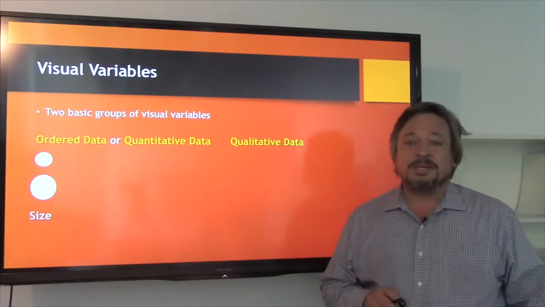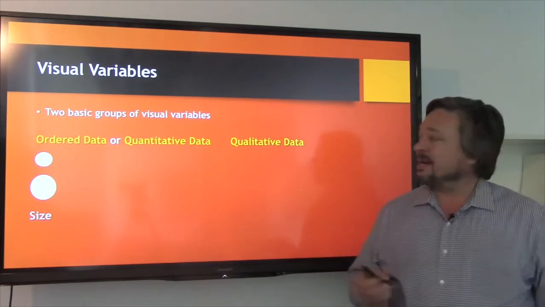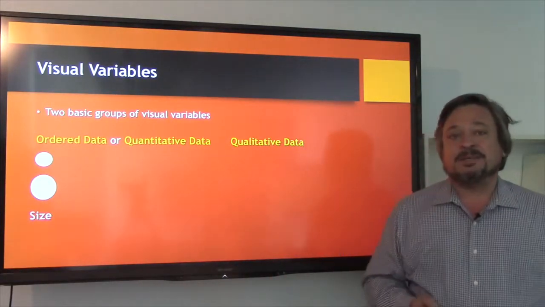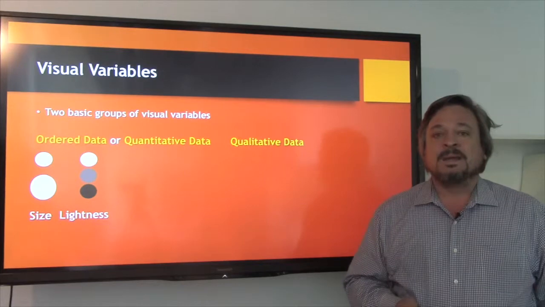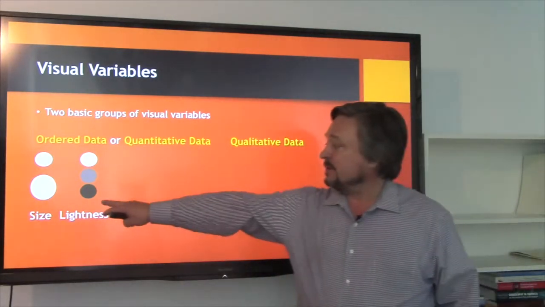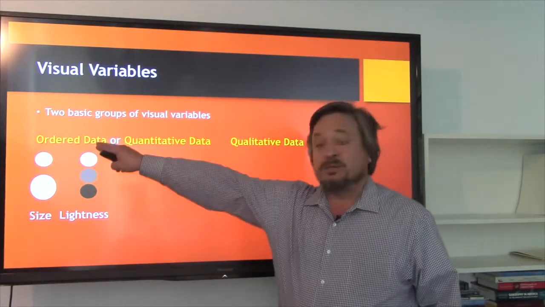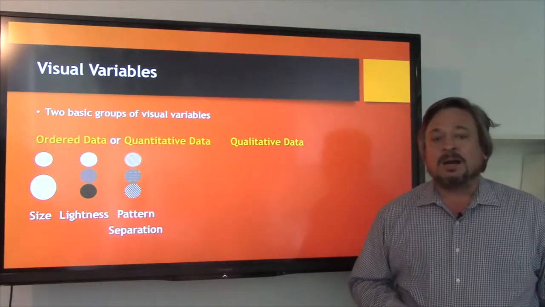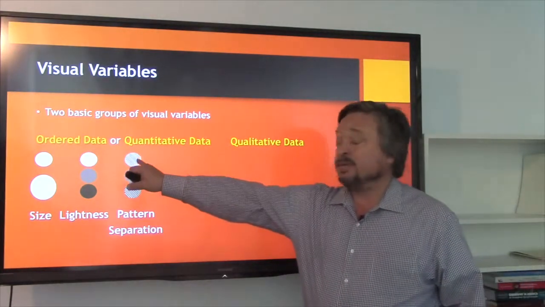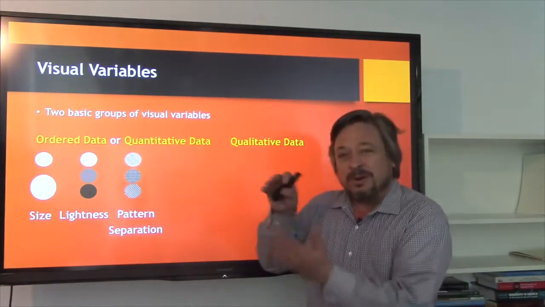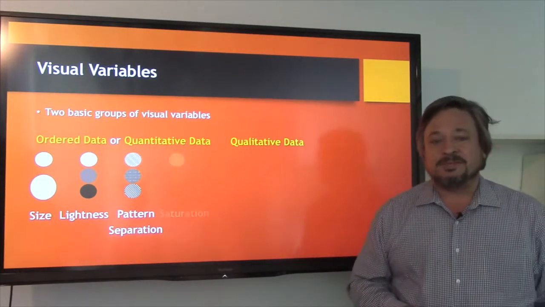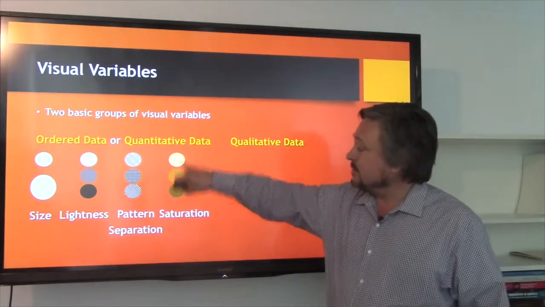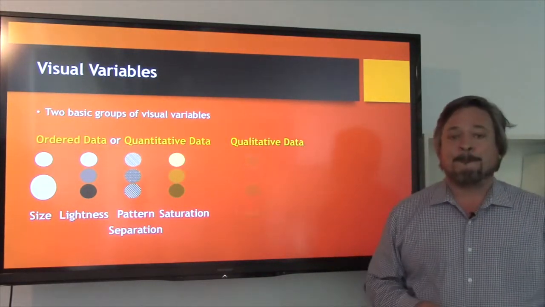First, with the quantitative data, we can do size because we can actually have the actual data value be directly tied to the symbol size. Lightness, same thing again. You can have 100% black, 0% equals white, so we can do an absolute data value. Pattern separation can range from really thin and tight to far apart, showing a quantitative difference. The amount of saturation of a color can be very light yellow or very, very dark brown.